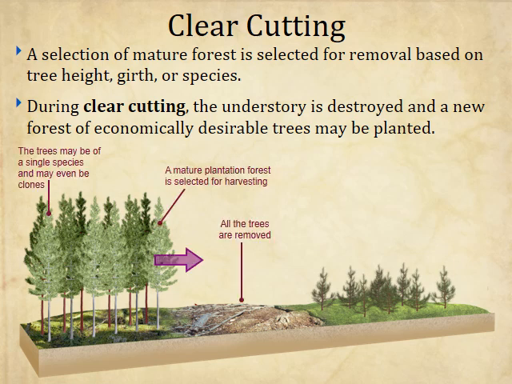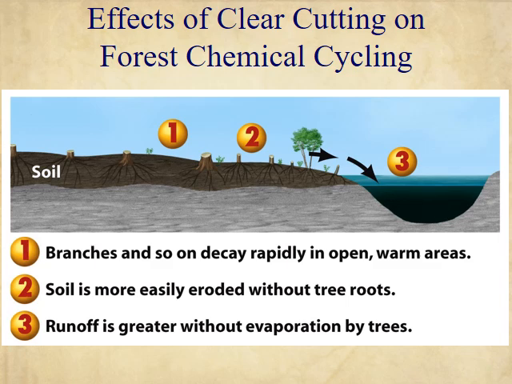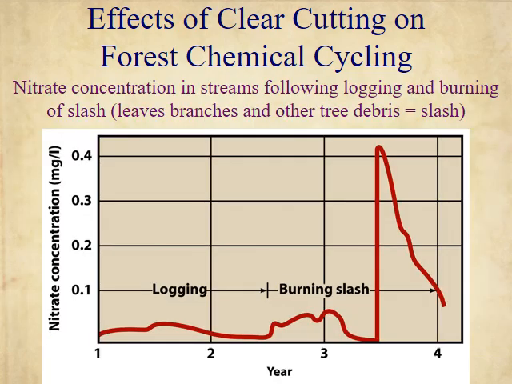Okay, so all the trees are removed and sometimes they're replanted. This is the effects of clear cutting. This is a positive feedback loop. So the trees shade the ground. In the cool shade, the decay is slow, so trees take up nutrients from the soil. When we don't have these trees, the branches decay rapidly in these warm areas. The soil is eroded easily, runoff is greater, and then that causes other issues.